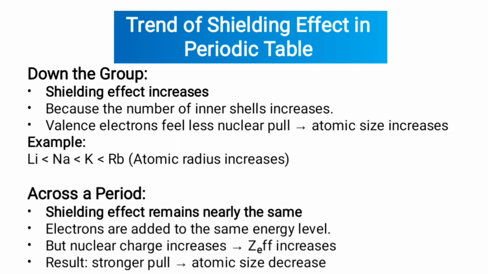Across a period, shielding effect remains nearly the same, because electrons are added to the same energy level, but nuclear charge increases. Effective nuclear charge increases, resulting in a stronger pull, so atomic size decreases.